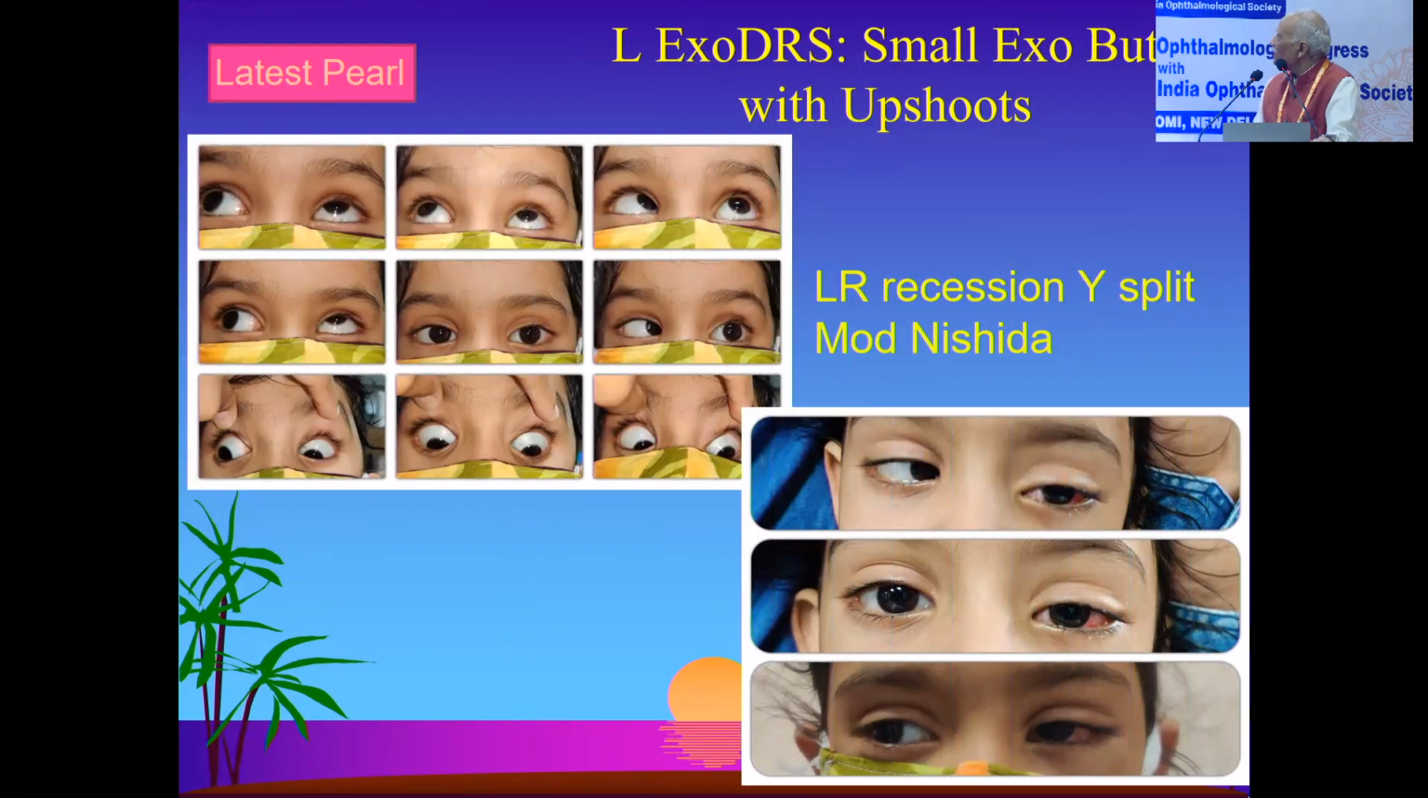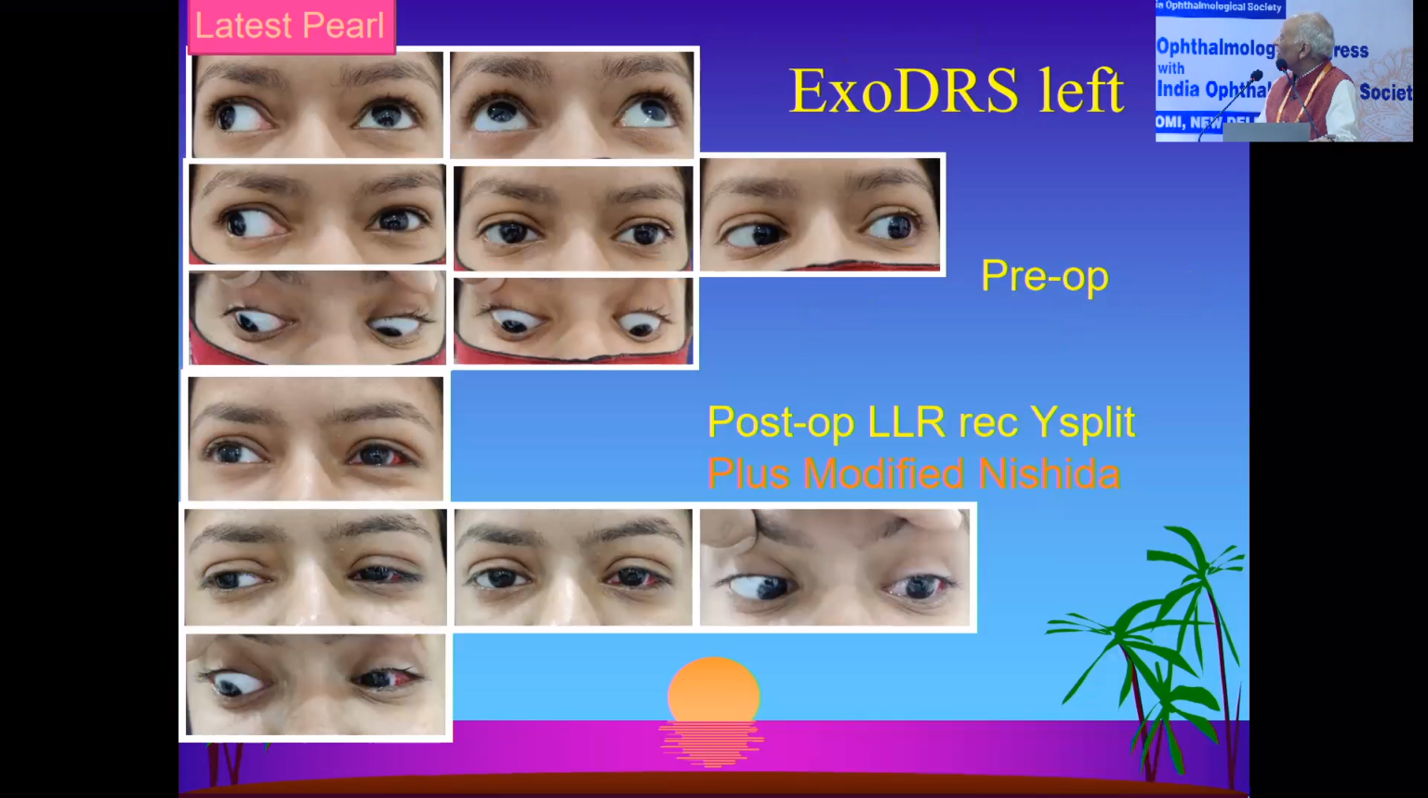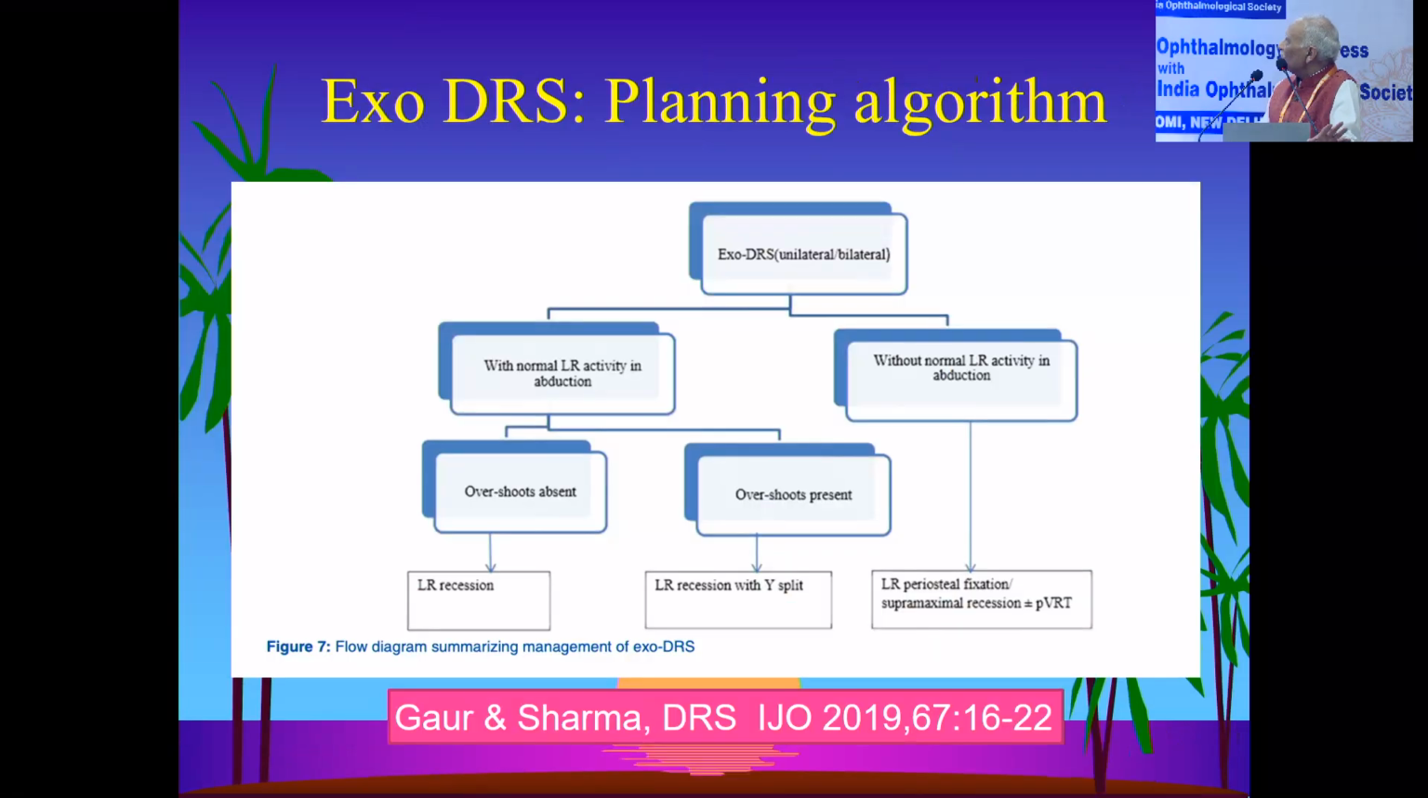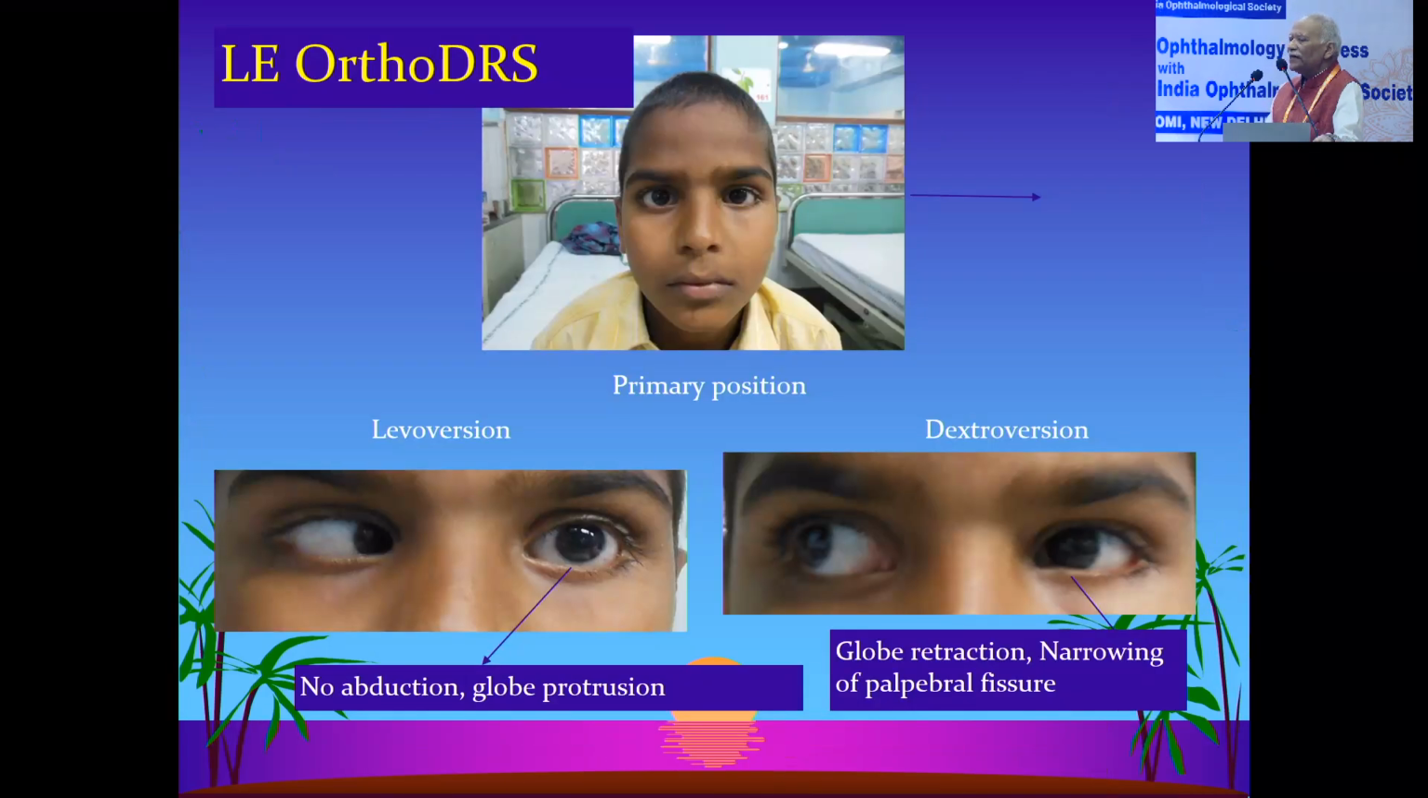But here we have done a modified Nishida to improve the abduction, and this is something which now has been promoted by some people as that double K Kushner procedure. So plus modified Nishida and LR recession with Y split can be done. So the exo DRS planning algorithm is this, that you will depend upon the LR activity, how much and what to do.